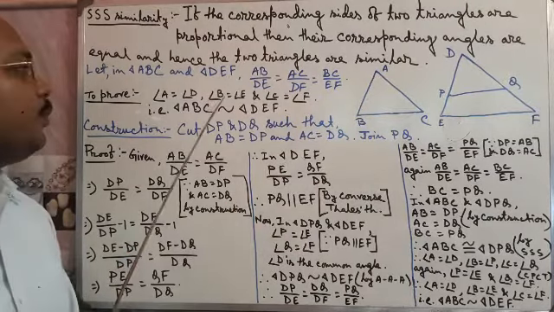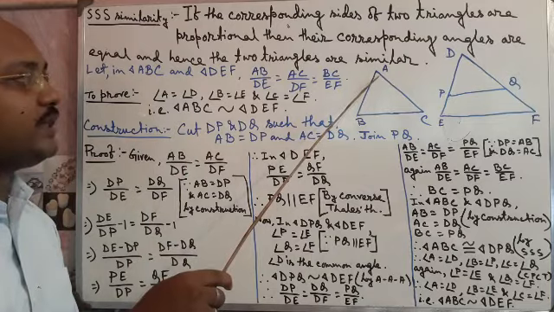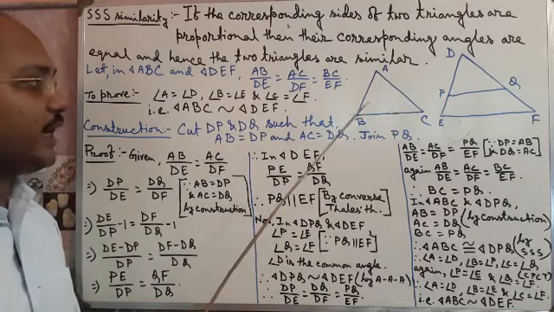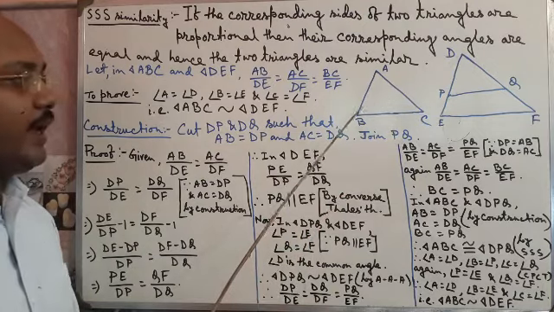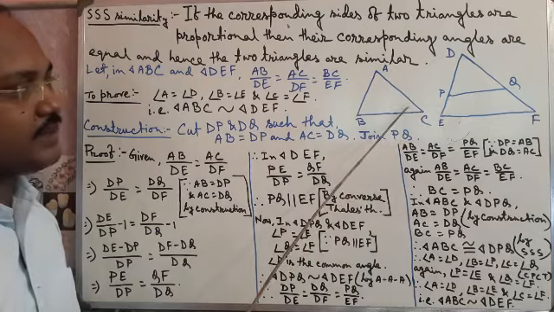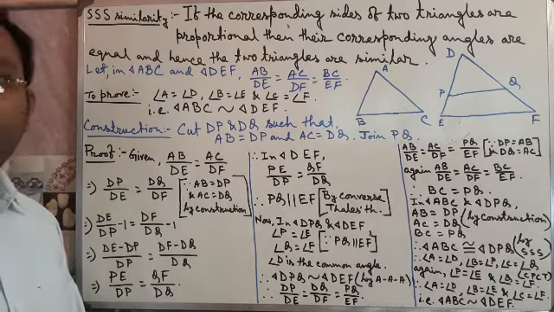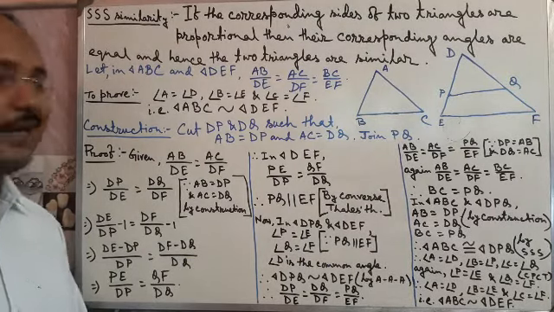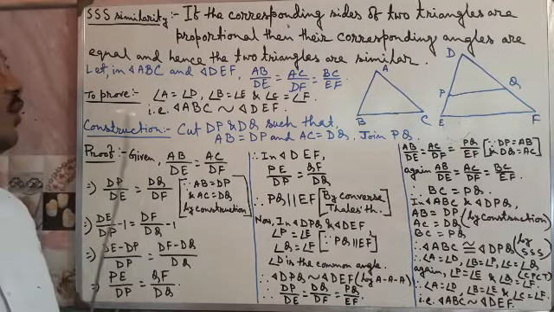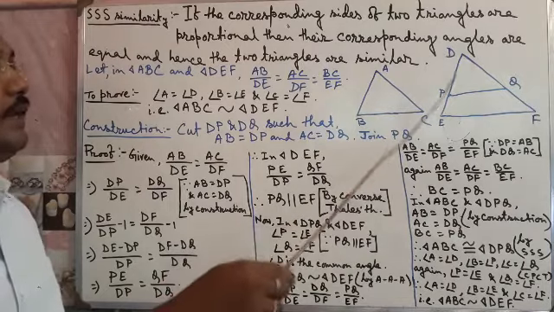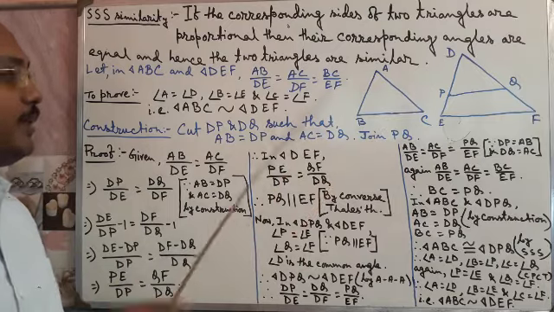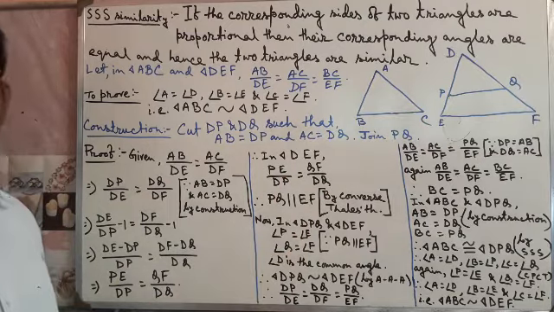Then if we can prove that the corresponding angles are equal, that is angle A is equal to angle D, angle B is equal to angle E, and angle C is equal to angle F, then we can say that these two triangles are similar triangles. Now construction: cut DP and DQ such that AB is equal to DP and AC is equal to DQ. Join PQ.